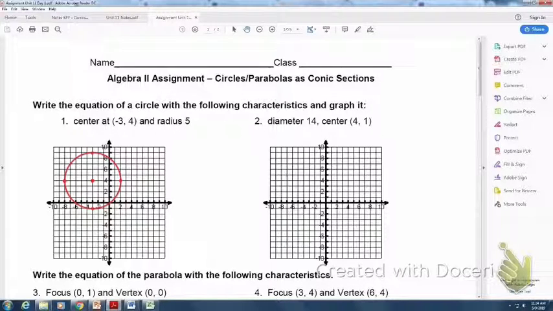So, for my equation, anytime I see circle and I'm having to write an equation, I can always write that, because it's going to look like that every time. If my x value is -3, what needs to go into the equation? +3. If my y value is +4, what goes in the equation? And what is 5 squared? 25.